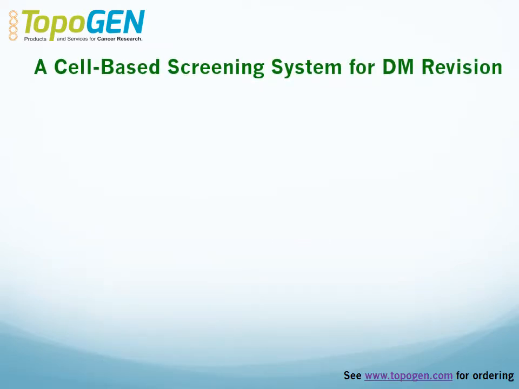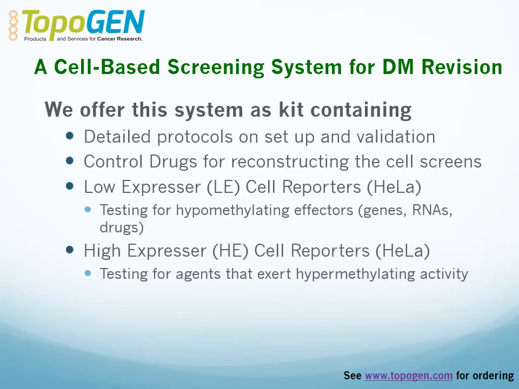Now, so in summary, this is a cell-based screening system for DNA methylation revision. We offer this kit as the following components. We have detailed protocols on setup and validation. We have control drugs for reconstructing cell screens. We provide the cell lines, so they will be either low expressor HeLa cells for testing hypomethylating effector genes, RNAs or drugs, or high expressor cell reporter HeLa cells, and these would be for testing for agents that stimulate DNA methylation, in other words, convert the hypomethylated reporter to a hypermethylated state.